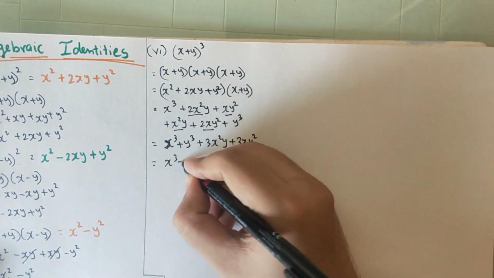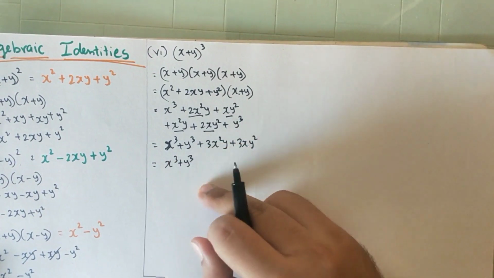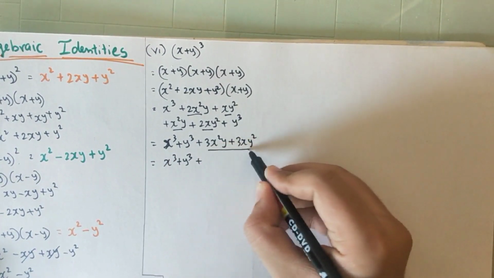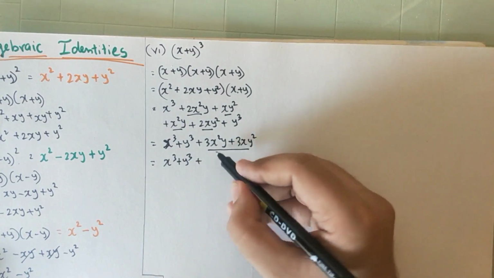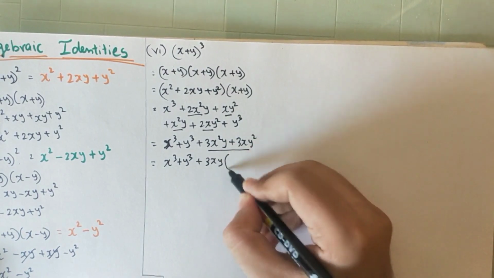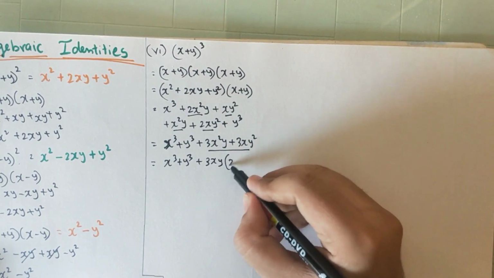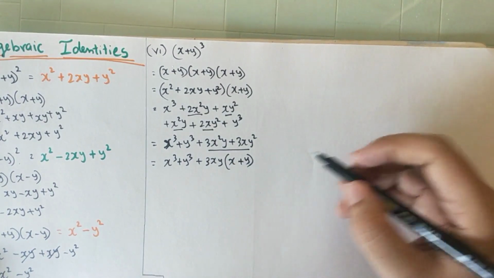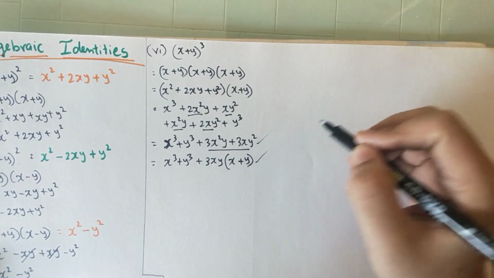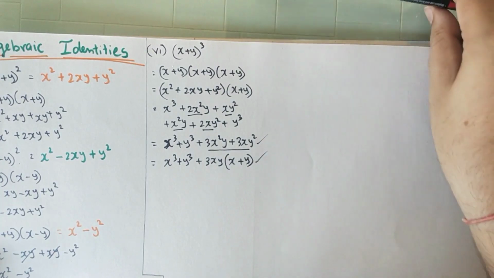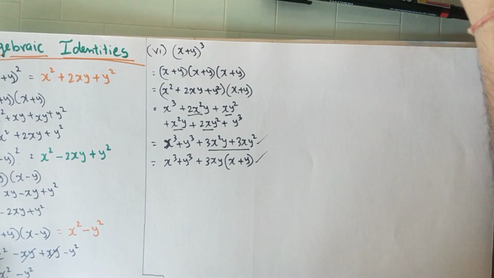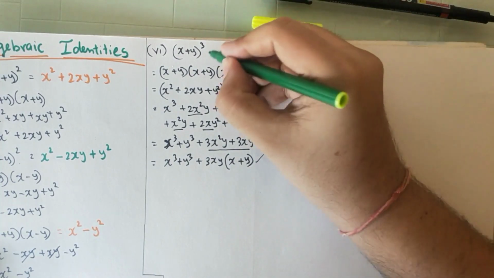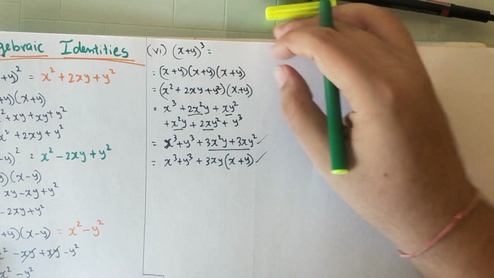It can also be converted to a form in which the first two terms remain as it is, x cube plus y cube. But as you can see, in these two terms something is common. 3xy is common and in the bracket will remain x plus y. So you can opt for this or this, any one of the identity forms which you feel is more convenient to you. I am writing both of them over here.